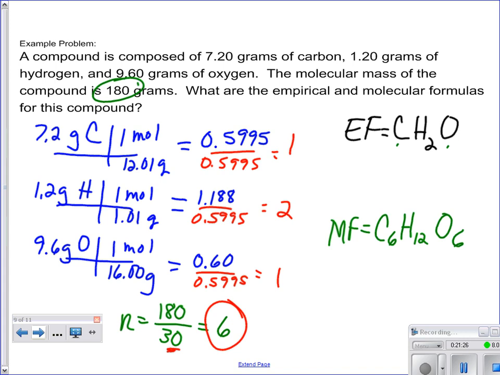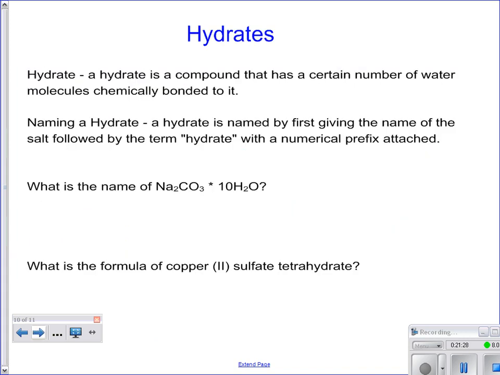Okay, so that is it for molecular formulas, which now brings us to hydrates. They are not much different than our molecular or empirical formulas, actually. So in this case, a hydrate, just like it sounds, has to do with water. What it is, is that you have this compound that has water molecules that are chemically bonded to it. So some sort of ionic compound with water molecules chemically bonded.